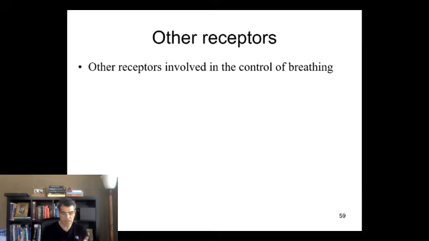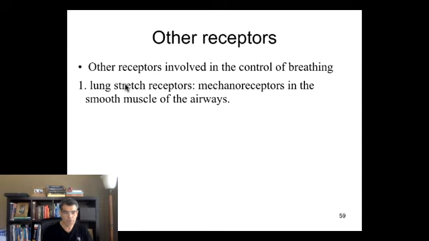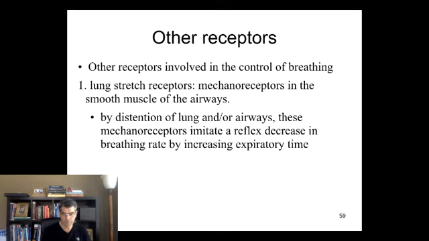Besides these two receptors in the medulla and in the periphery, we have other receptors. For instance, we have receptors inside the lung. When your lung is going to get stretched, when your lung is going to get distended, that is going to start a reflex, and that is going to increase your expiratory time. So it's going to make you expire more and decrease your respiratory rate. So you're going to breathe deeply but slowly.